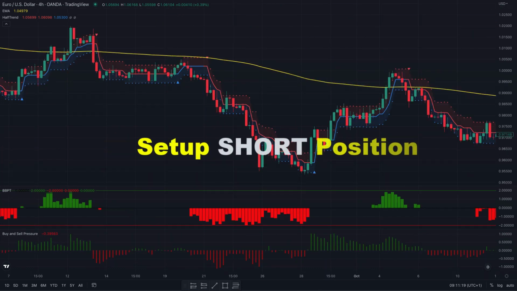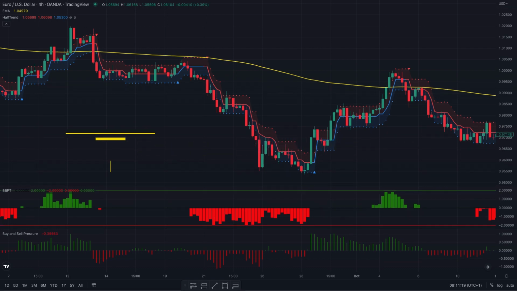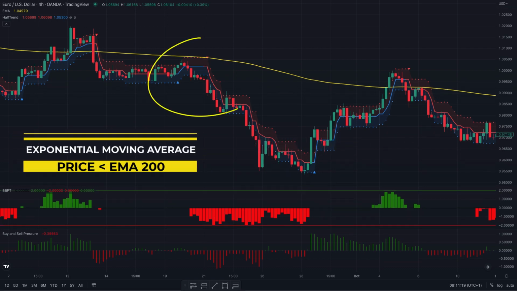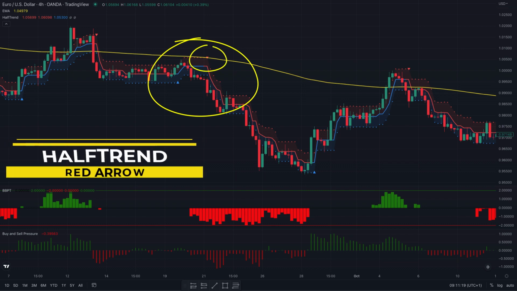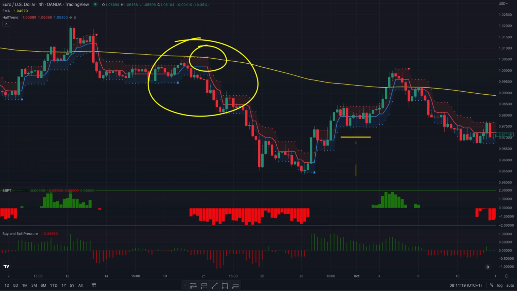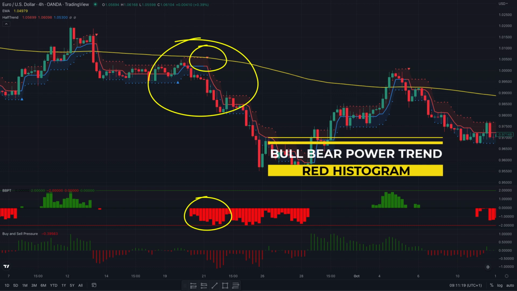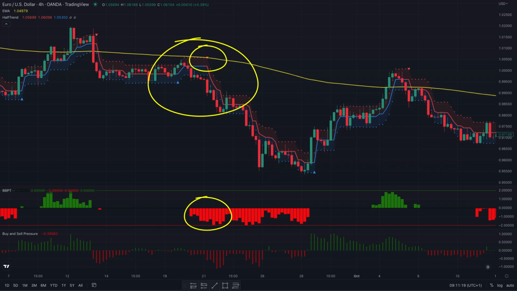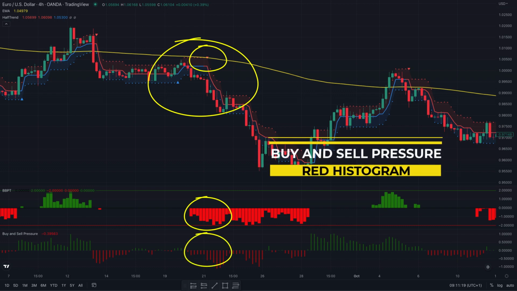The rules for a short position are the opposite. First, price must be below the 200 period EMA. Second, we need a red arrow in half trend indicator. Third, bull-bear power trend histogram must be red. Fourth, buy and sell pressure histogram must be red.